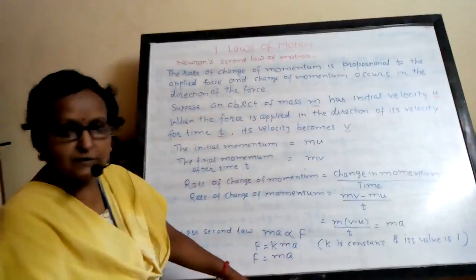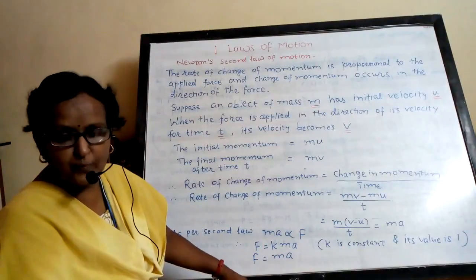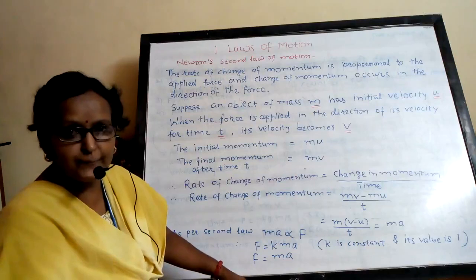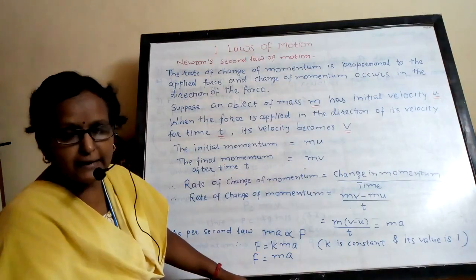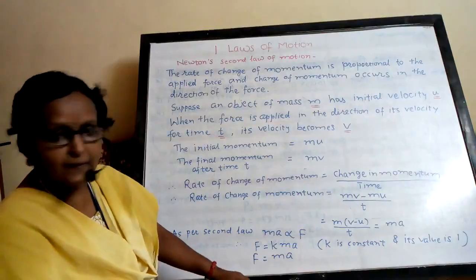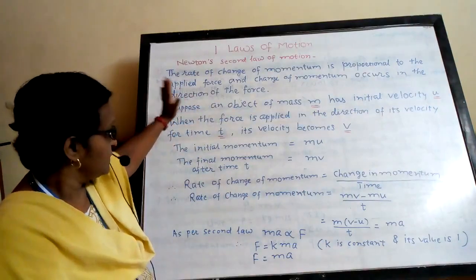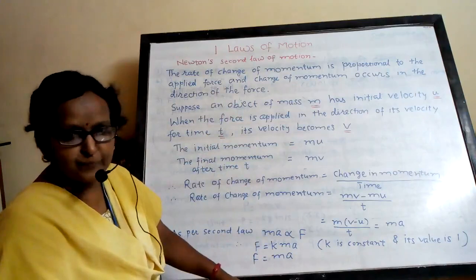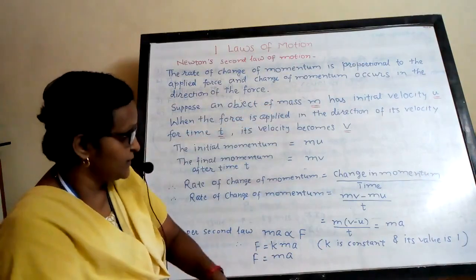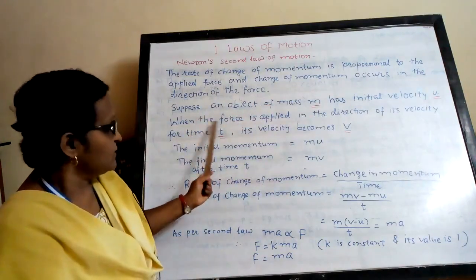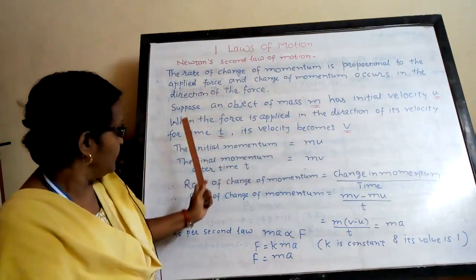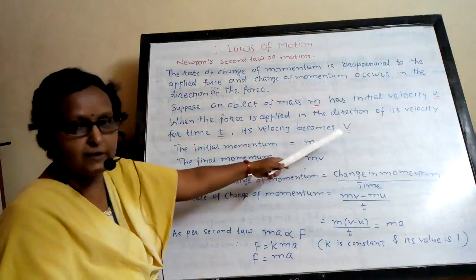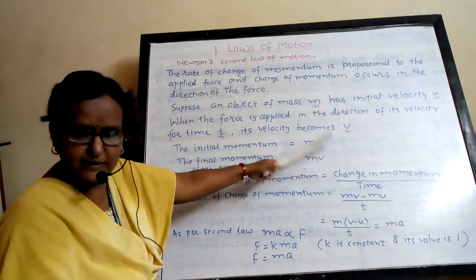So the second law tells us the rate of change of momentum is proportional to the applied force, and the change in momentum occurs in the direction of the applied force. Now suppose the mass of the object is m and it has initial velocity u. When the force is applied in the direction of its velocity, for time t, its velocity becomes v, meaning final velocity is v, that I have told you.